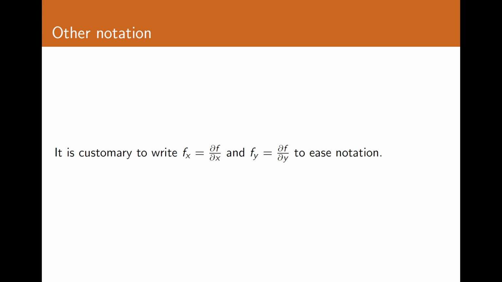It is customary to use subscripts instead of writing out the whole thing each time, kind of how we used f prime of x when we had one variable to save writing df dx all the time. Here we write f sub x and f sub y, because we can't just write a prime here; we have to indicate what variable we're actually taking the derivative with respect to.